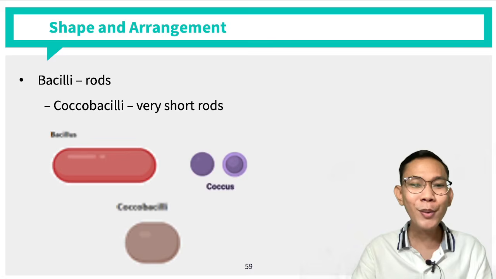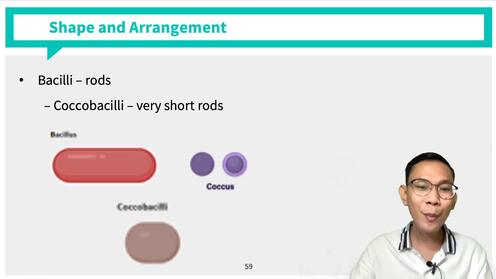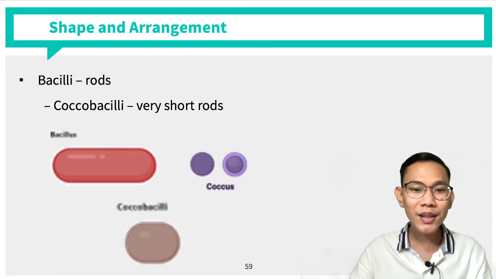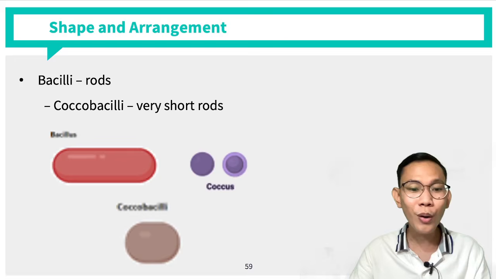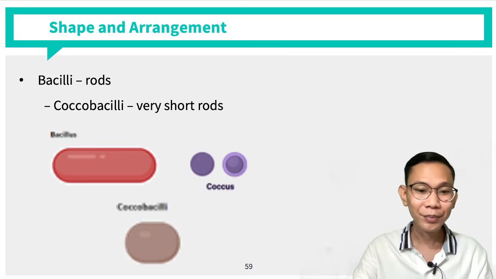Next, we have your coccobacilli. Your coccobacilli are very short rods. This is in comparison, ha? This is your bacillus. This is now your rods. This is your coccus. But your coccobacilli are very short rods. Mas maliit sa bacillus, but greater than your coccus. As the name suggests, coccobacilli, it will now resemble both your cocci and your bacilli.